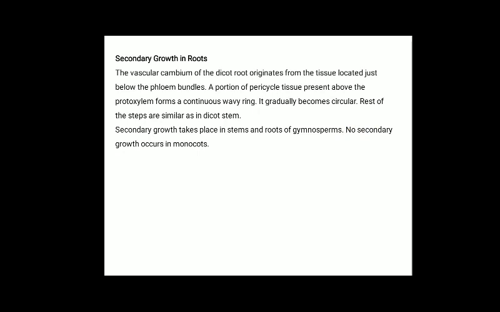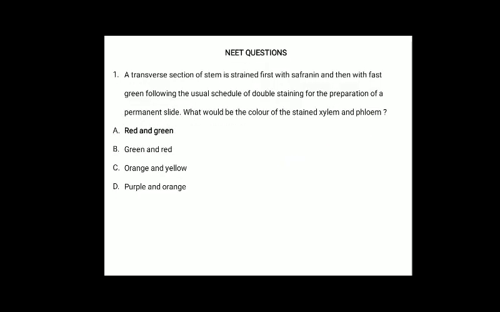Secondary growth in roots. The vascular cambium of the dicot root originates from the tissue located just below the phloem bundles. A portion of pericycle tissue present above the protoxylem forms a continuous wavy ring that gradually becomes circular. Rest of the steps are similar to the dicot stem. Secondary growth takes place in stems and roots of gymnosperms. No secondary growth occurs in monocots.